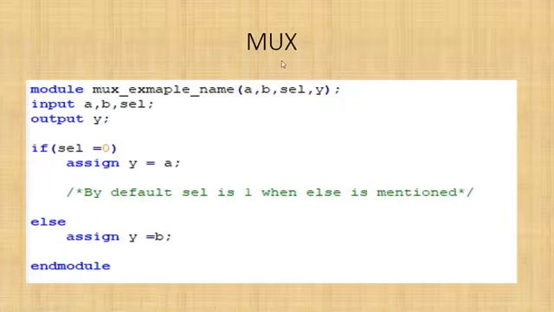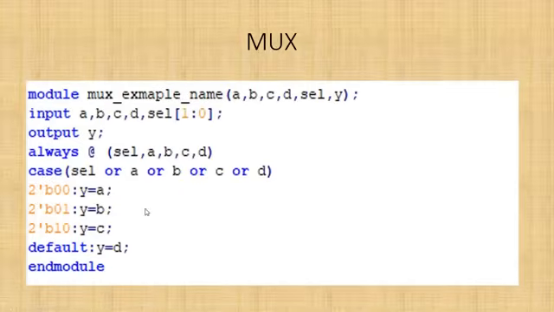To see the basic coding of a MUX, we start with module, endmodule, module name, inputs, and if select is equal to 0, assign y is equal to a, else y is equal to b. That means when select is equal to 0, the MUX selects the a path, and it selects the b path when select is equal to 1. Similarly, if I want to write using the case statement, I can write it with different cases like 00, 01, 10, and 11, and what line should be selected. This is an example of a 4:1 MUX using a case statement.